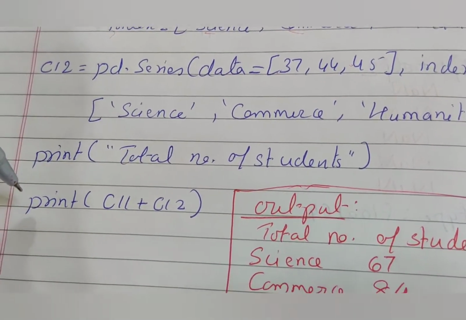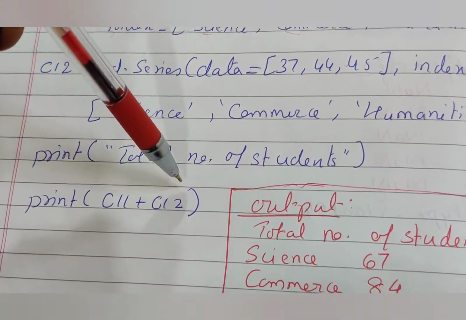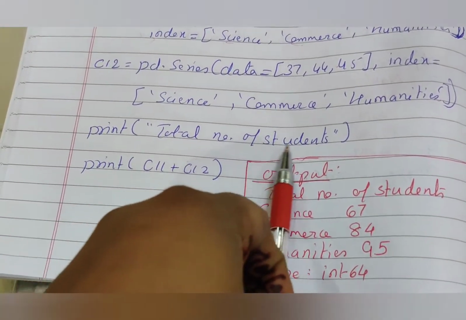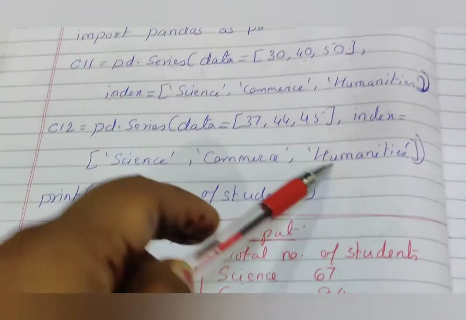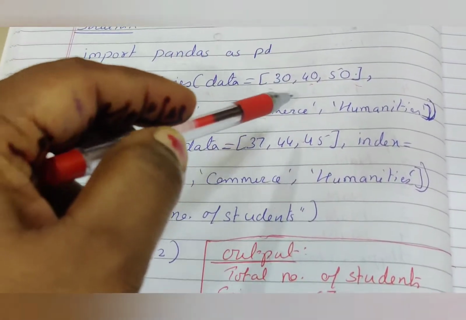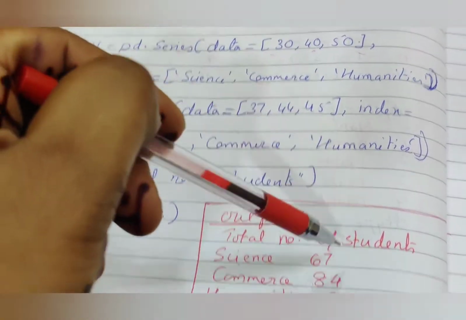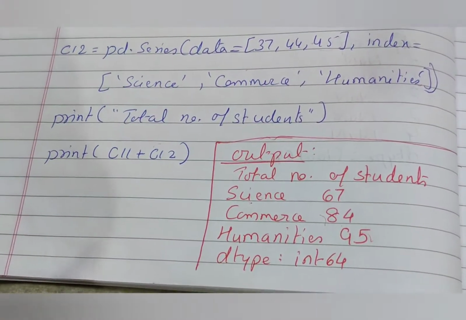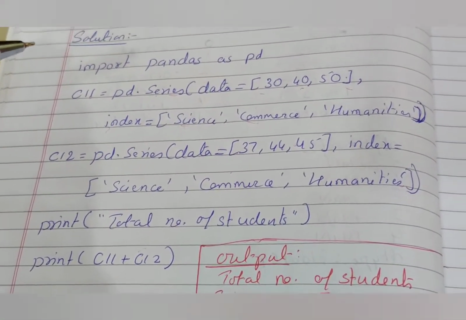What has it asked to print? It has asked to print the total number of students. So we have written print C11 plus C12. What will it give? The total number of students. The output will be: science 67, how 67? 30 plus 37, 67. Commerce 40 plus 44, 84. Humanities 50 plus 45, 95. This will be your output, and this is your coding. Okay, understood?